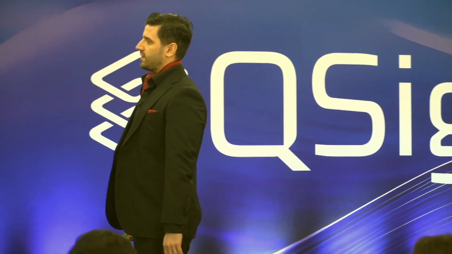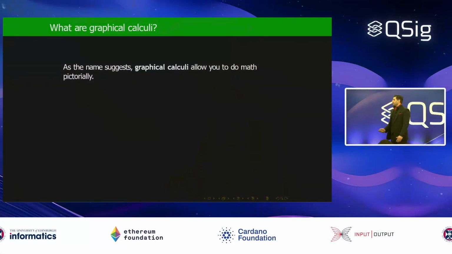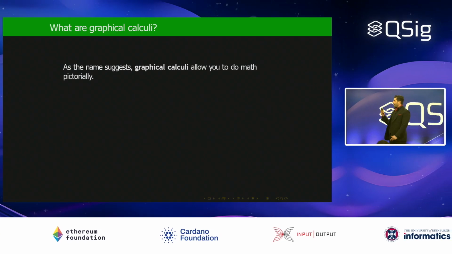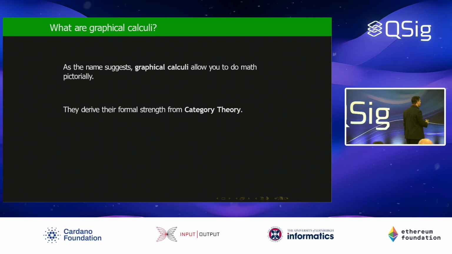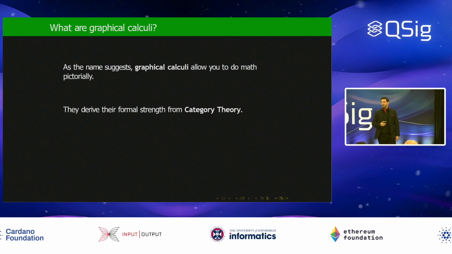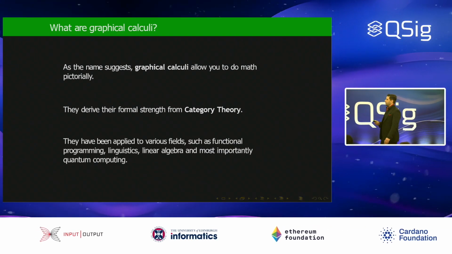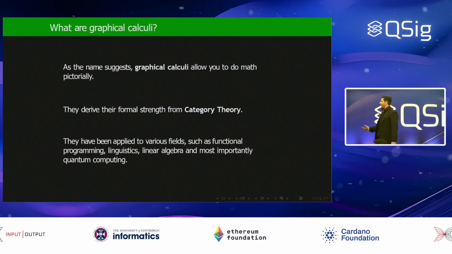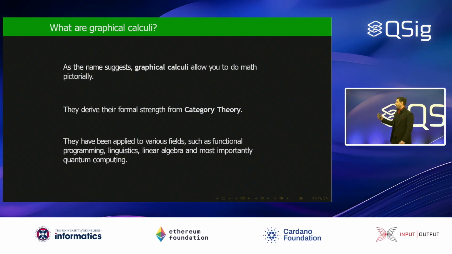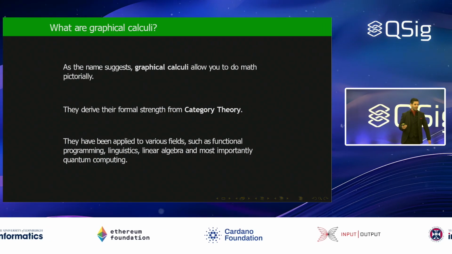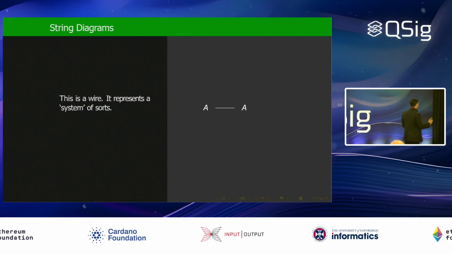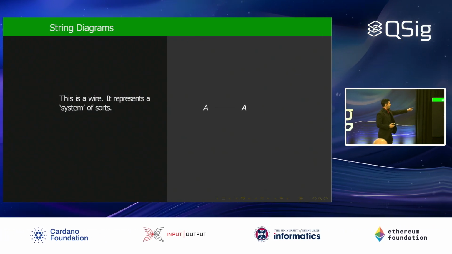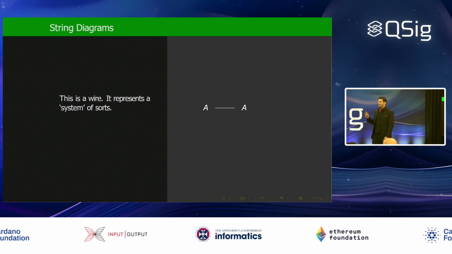And the way we can do this is by using graphical calculi. So what are graphical calculi? As the name suggests, they are things that allow you to do math pictorially. They derive their formal strength from something called category theory, which I'm not diving into. And they have been applied to various fields, functional programming, linguistics, linear algebra, and a lot of other stuff, but most importantly, quantum computing.